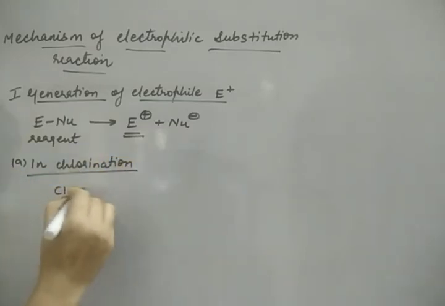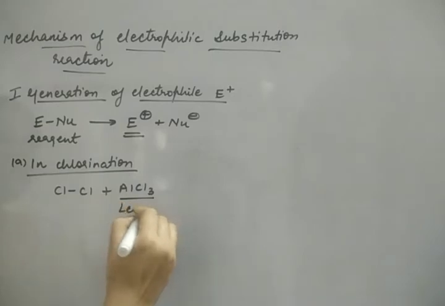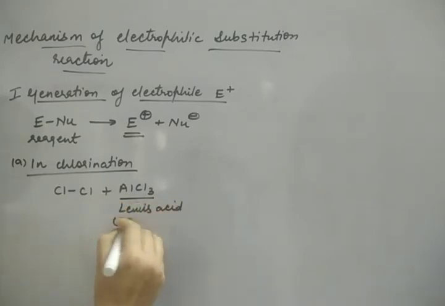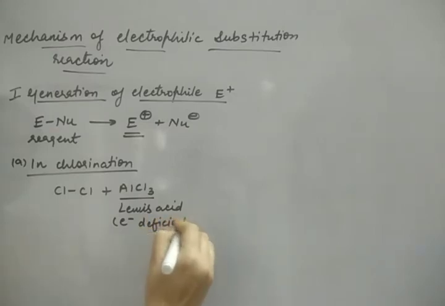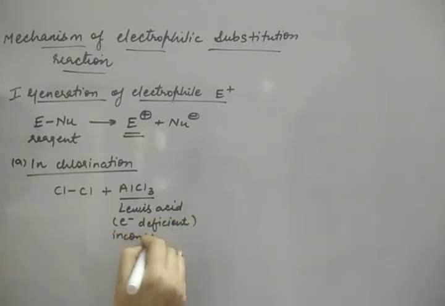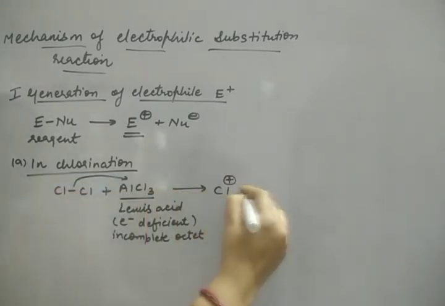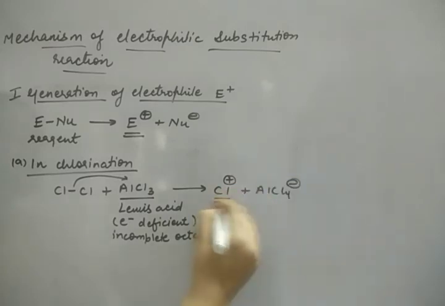Now what is the reagent we use in chlorination? Chlorination occurs in the presence of chlorine and AlCl3. Now this AlCl3 is a Lewis acid. Lewis acid means it is electron deficient. Its octet is not complete, because aluminium here is making only 3 bonds. So what will this AlCl3 do? It will attract the electron pair from here. So we'll get Cl plus and AlCl4 minus. So this is my electrophile which is generated in the halogenation or chlorination. Suppose bromination is done, then what is my electrophile? It is Br plus.